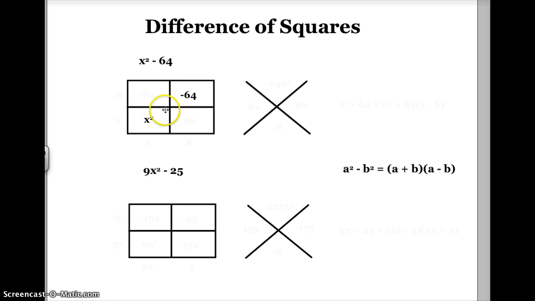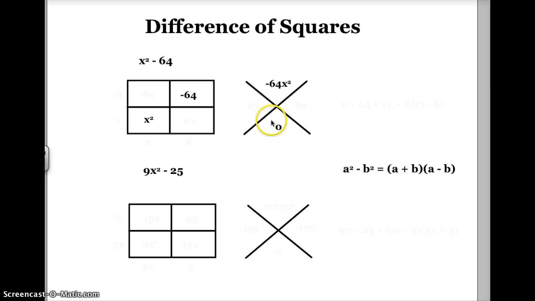Now these two rectangles or boxes have to add up to 0 because there's no x term or middle term. So they have to have a sum of 0, but they still have to have the same product. These two rectangles have to have the same product as the other two rectangles because of Casey's rule. These two rectangles have a product of negative 64x squared, so I'm going to put negative 64x squared up here in the product of my diamond problem.